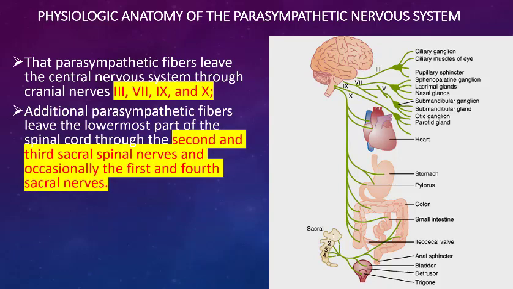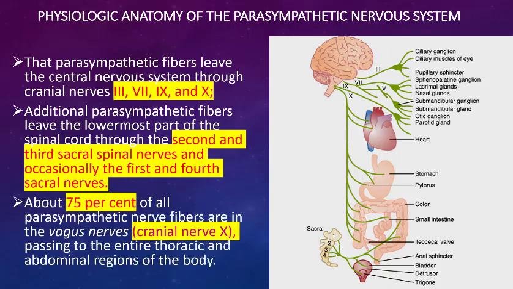Additional parasympathetic fibers leave the lowermost part of the spinal cord through the 2nd and 3rd sacral spinal nerves, and occasionally the 1st and 4th sacral nerves. About 75% of all parasympathetic nerve fibers are in the vagus nerve, which is cranial nerve 10, passing to the entire thoracic and abdominal region of the body.